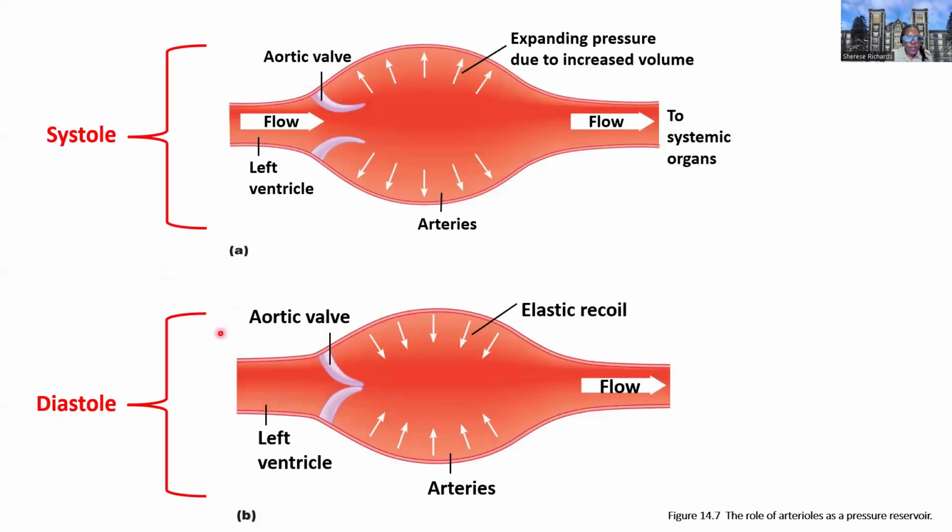Okay, let's look at two examples of that. So here in systole, this is the ejection. The semilunar valves are open, which include the aortic valve. And then blood can leave the ventricle and out towards the systemic organs.